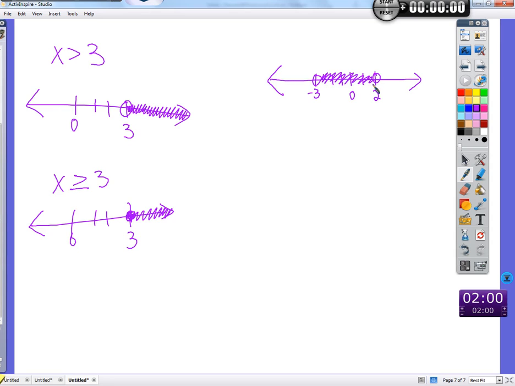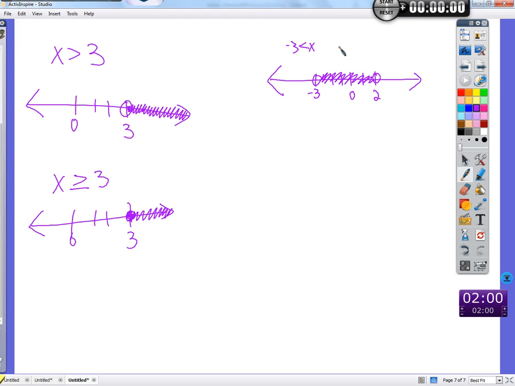What would you say about x there? X is what? Less than 2, greater than negative 3. So x needs to be greater than negative 3.